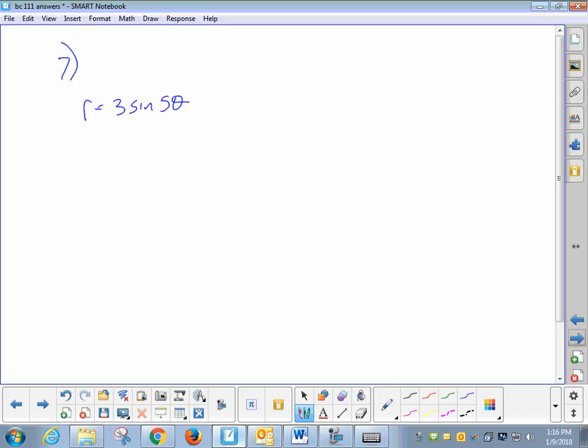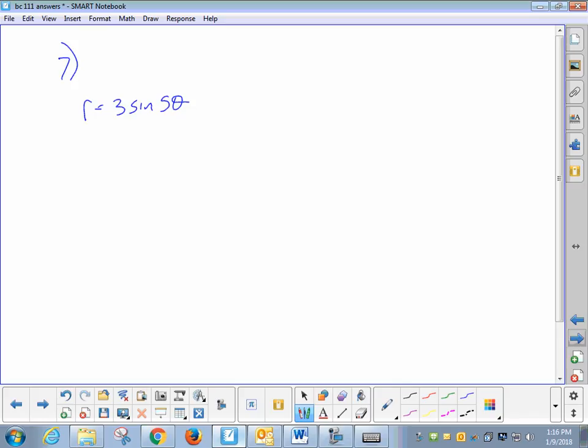Okay, remember there's 2 rules. If this coefficient is even, then the number of petals is double that. But if that number is odd, then the number of petals is that. And so how many petals are there? 5. If it's sine, what symmetry is there? Along the y-axis. Okay, symmetry, y-axis, 5 petals. What does the 3 do? All right, so the max length of the petals is 3.